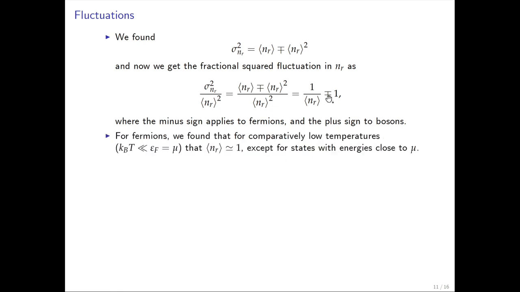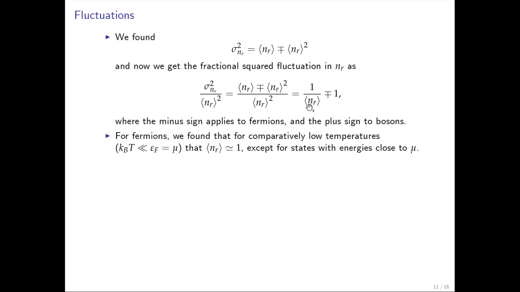So for fermions, minus sign, we found that at comparatively low temperatures, that is for temperature much less than, say, the Fermi energy, which at low temperatures is the chemical potential, the occupation number was almost exactly 1. Almost exactly 1, except for states very close to the chemical potential, the Fermi energy. How close? Well, it depends upon temperature, but very close for low temperature.